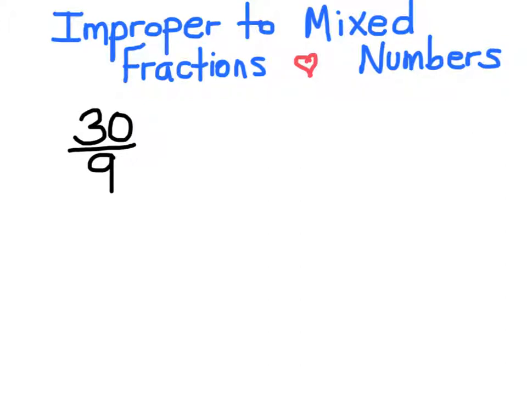So if you have a number like 30/9, notice that the numerator is bigger than the denominator, so the number on top is bigger than the number on the bottom. The trick to that is you do a little bit of long division on the side. So straight from the top down, it's 30 divided by 9. You ask yourself, how many times does 9 fit into 30? It fits in 3 times.